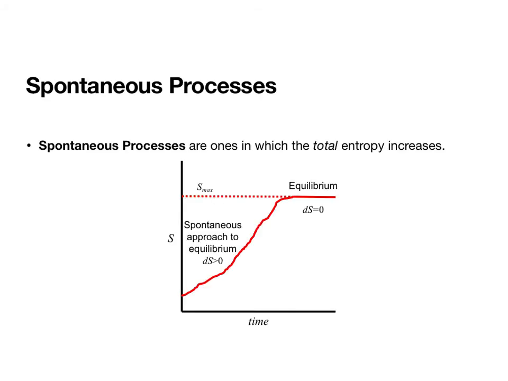Okay, so in the last set of videos, we talked about the second law of thermodynamics. And in this, we said that spontaneous processes are the ones in which the total entropy increases. And so we could write this as S total. And so if we started here and we did nothing to the system, we just watched it, the system would move towards equilibrium. And equilibrium is when the entropy is maximized.